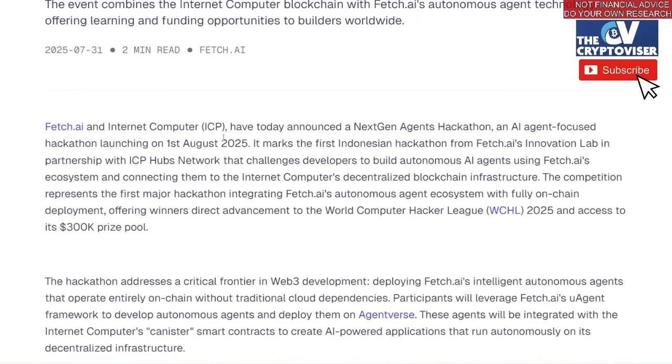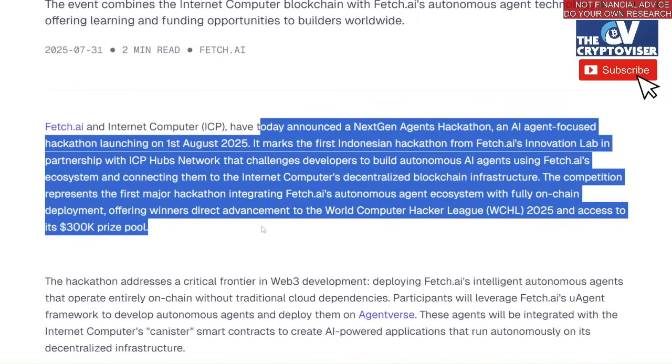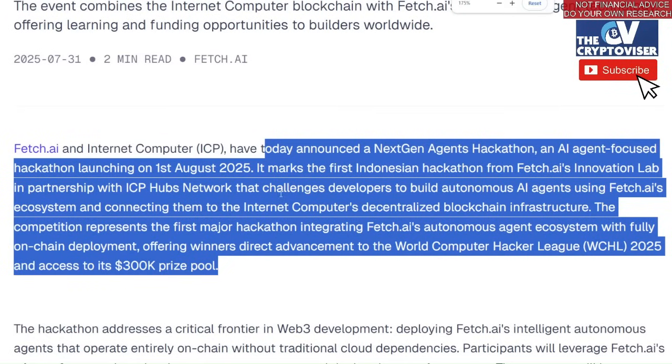Fetch AI and the Internet Computer announced in July of 2025 a next-gen agent hackathon, an AI agent-focused hackathon launching on August 1.